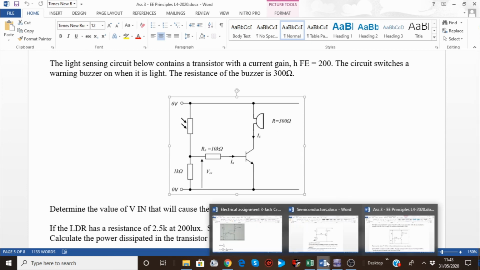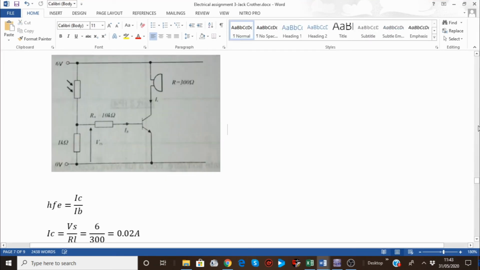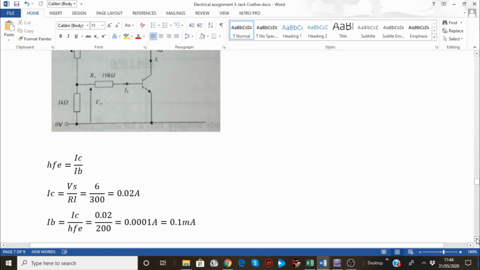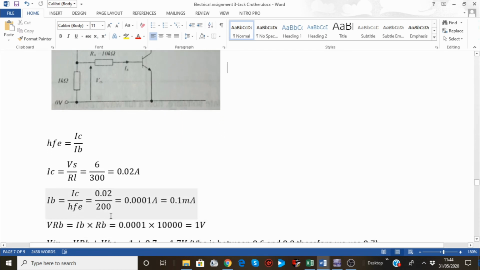So if you go to our calculations, we have this circuit just copied here. The HFE is given as 200, and the formula for that is IC over IB, collector current over base current. And we can find the collector current by just dividing the voltage of the supply, 6 volts, over RL, which is the load resistance, which is that buzzer, 300, and that's 0.02 amps. Now from this, if you put this in this formula, transpose it for IB, then you can find the base current. IC over HFE will give you 0.1 milliamps for the current of the base. That's how much current is going through this resistor to the base.